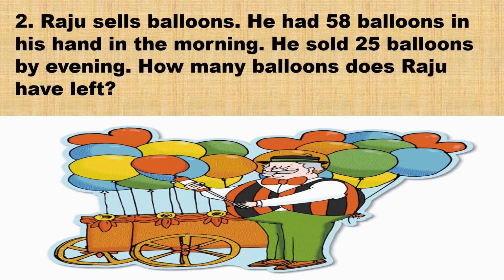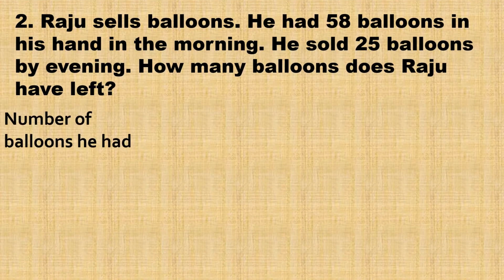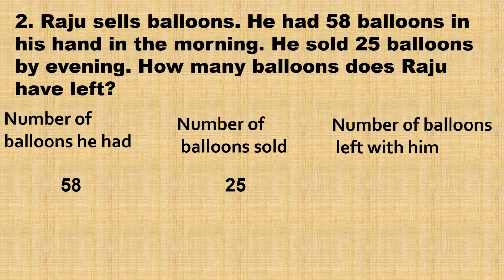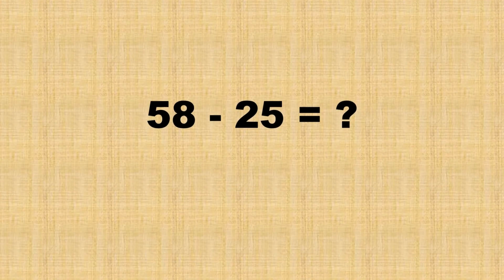Raju sells balloons. He had 58 balloons in his hand in the morning. He sold 25 balloons by evening. How many balloons does Raju have left? So, number of balloons he had? 58. Number of balloons sold? 25. Now this information is given. Now we have to find out number of balloons left with him. Left means we have to do subtraction. So here we have to subtract 58 minus 25.